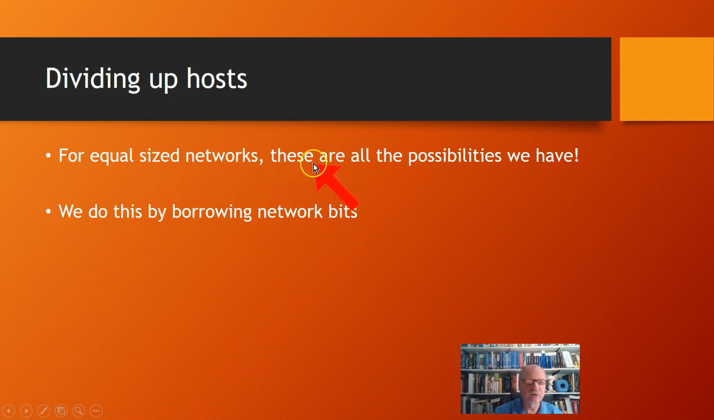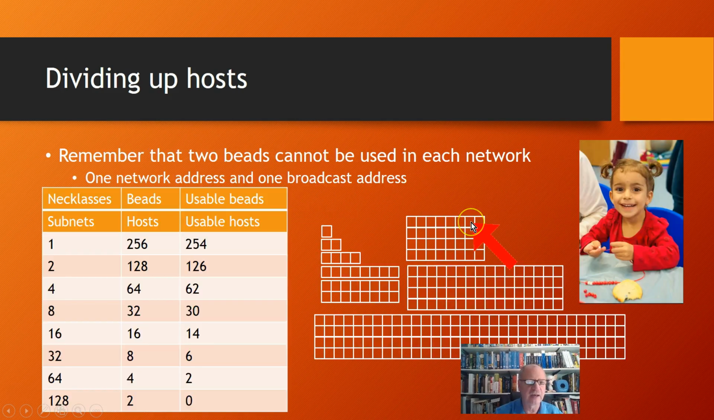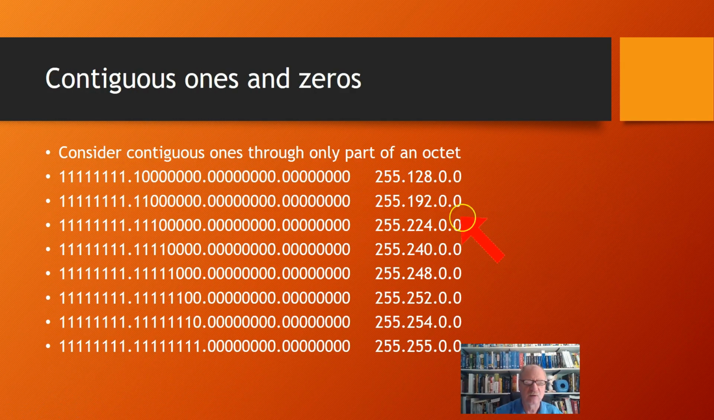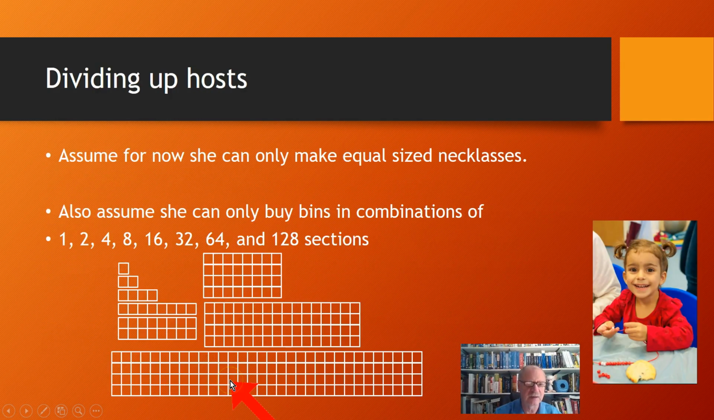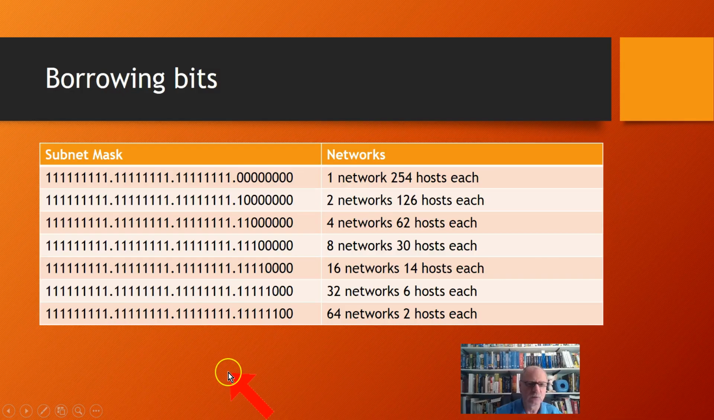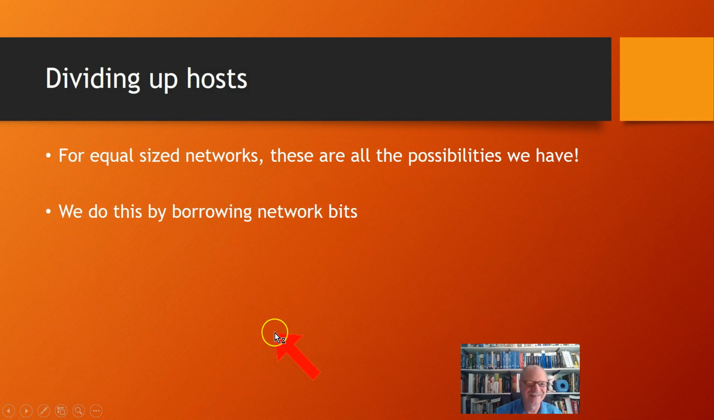So, for equal-sized networks, what you saw here are all the possibilities we have. And let me go back here and show you again what I mean by that. Right here, these are all the possibilities that you have to make these subnets, okay? That's all the possibilities she has.